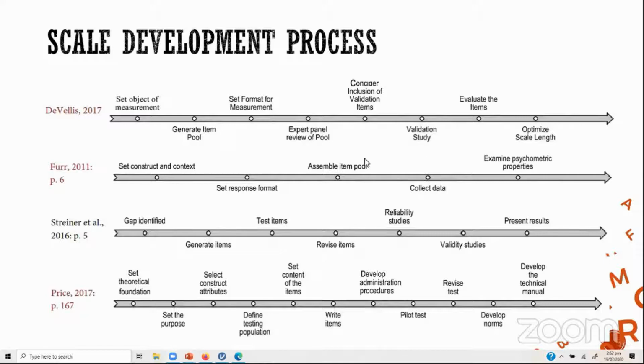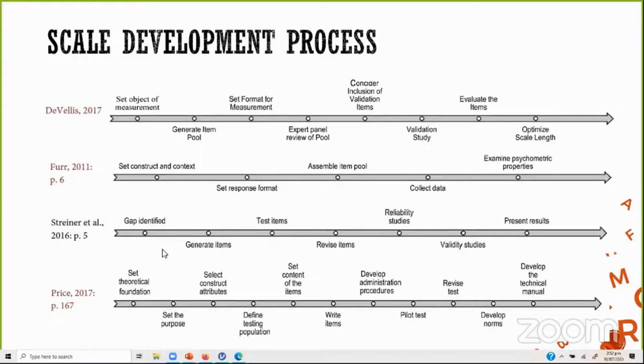Now, more or less all of them have similar things. So set the construct and the context. Obviously, what's the construct definition? Response format is the same as set format for measurement. Assemble item pool, go for the literature, go for the experts, collect data, and do the psychometric properties. Psychometric properties: reliability, validity, content validity, and everything. Standard actually identifies whether there is a gap for that particular scale that you want to develop.